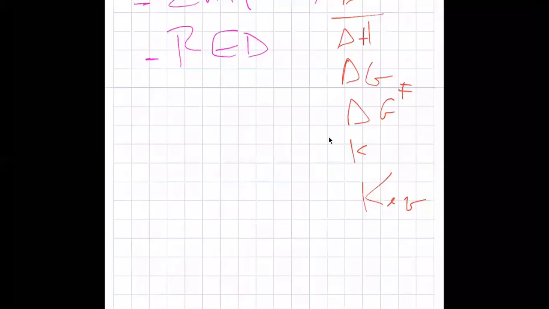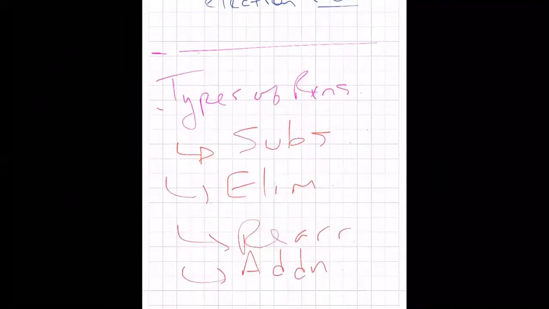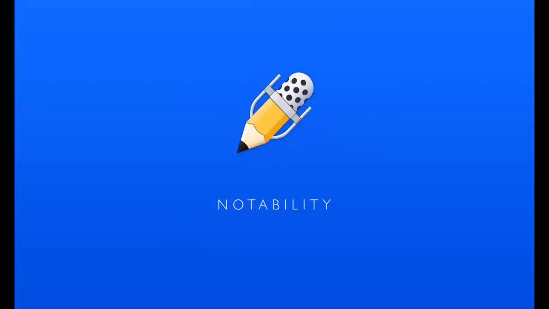Here. We're also going to learn how to interpret reaction energy diagrams. So let's jump right in and start talking about these types of reactions. And then once we do that, we're going to also look at another set of questions dealing with nucleophiles and electrophiles and sources and sinks. So let's do that real quick.